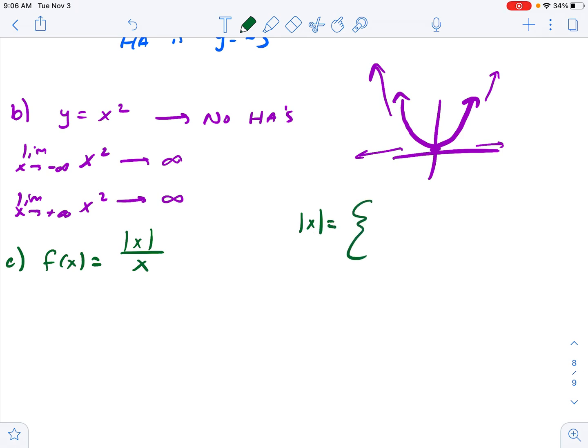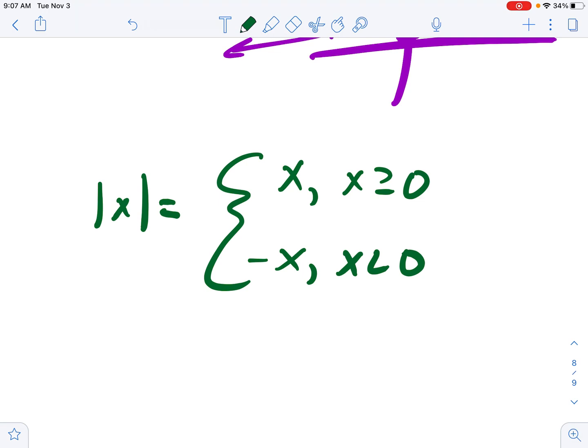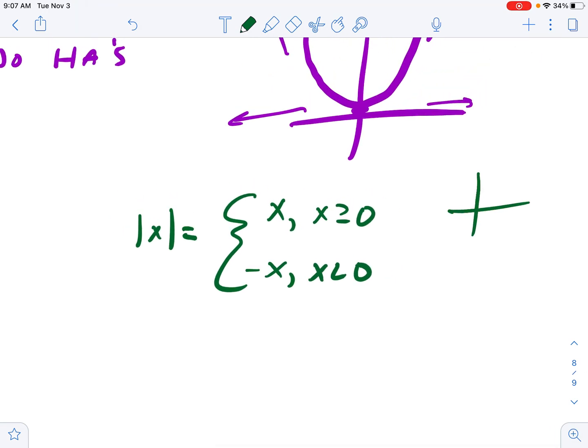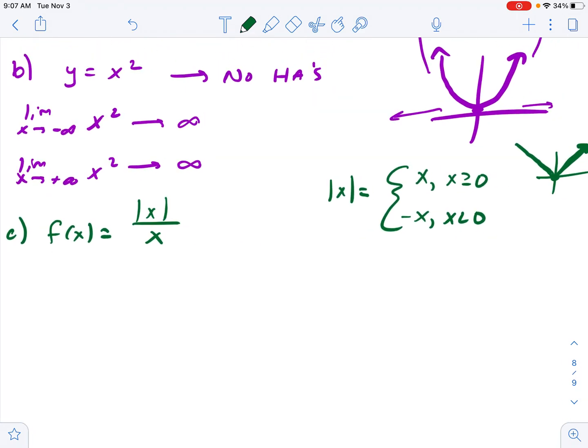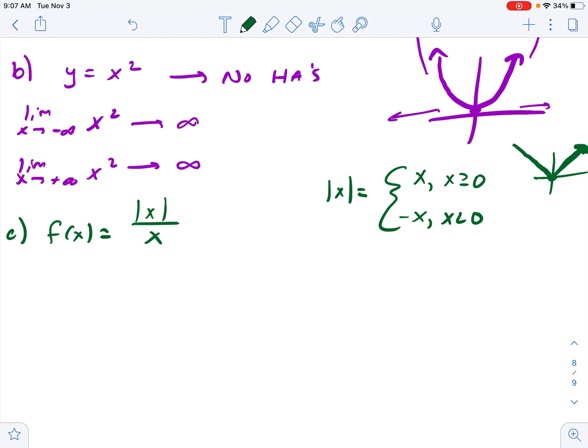Absolute value of x is positive x, whatever that number in the parentheses is, as long as x is already greater than 0. If the number in the absolute value bars is negative, I negate that value to make it positive. This is how we rewrite absolute value of x as a piecewise. Geometrically speaking, here's the line y equals x for x values greater than or equal to 0. Here's the line y equals negative x for x values less than 0. Well, what I'm going to do is take this function and rewrite the absolute value as a piecewise.